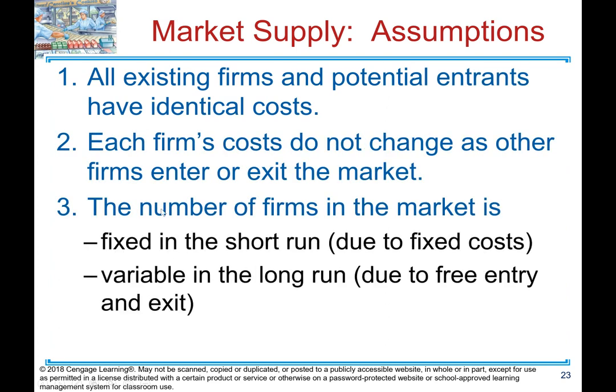Market supply assumptions. Number one, all existing farms and potential entrants have identical costs. Number two, each farm's costs do not change as other farms enter or exit the market. We are dealing with a constant cost industry. Number three, the number of farms in the market is fixed in the short run due to fixed costs, and variable in the long run due to free entry and exit.